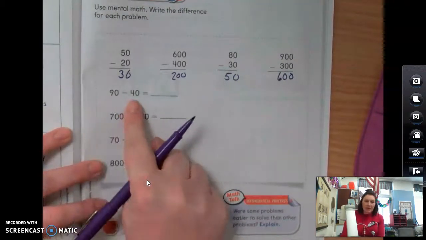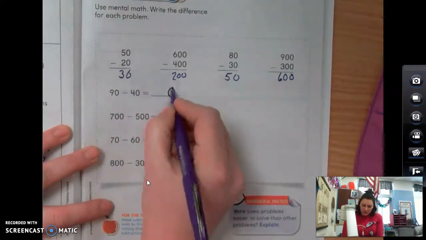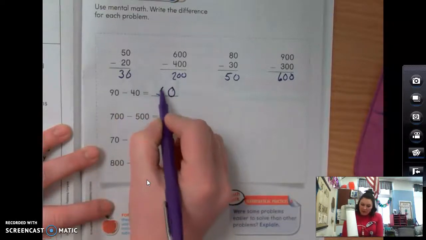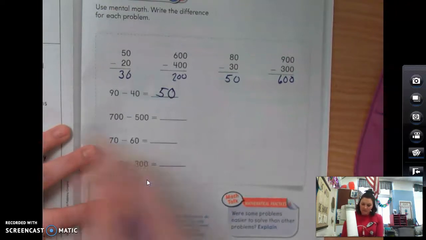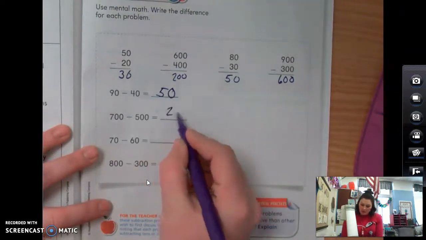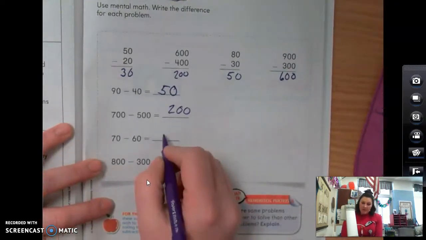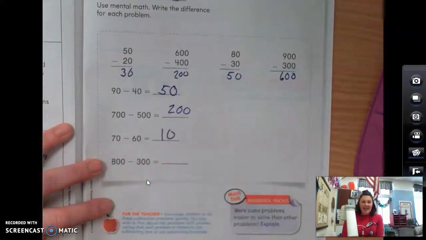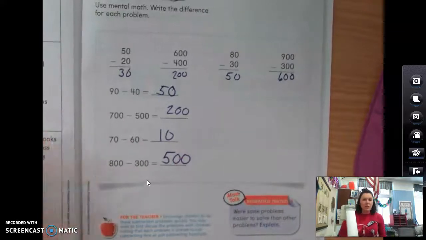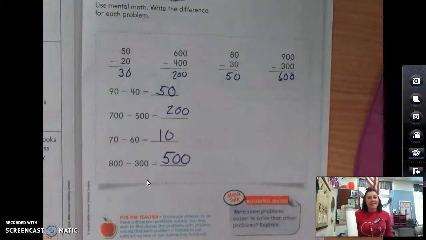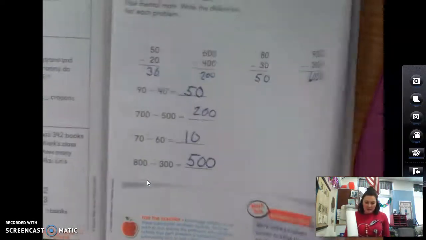So 90 minus 40, okay? Same thing that we've been doing. You know there's going to be a 0 in the ones place, and 9 minus 4 would be 50. 700 minus 500 would be 200. 70 minus 60, what'd you get? 10. 800 minus 300 is 500. So that's just warming up because we're going to be regrouping the hundreds and the tens today. I wanted to make sure on this warm-up that you guys can do some of that subtracting.